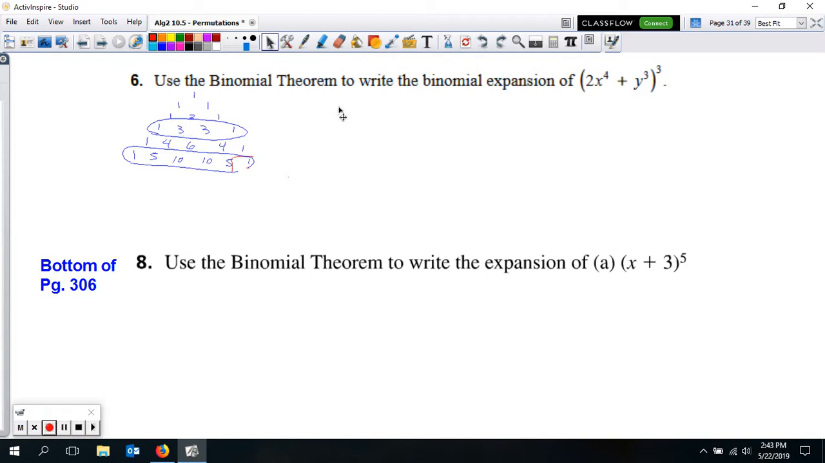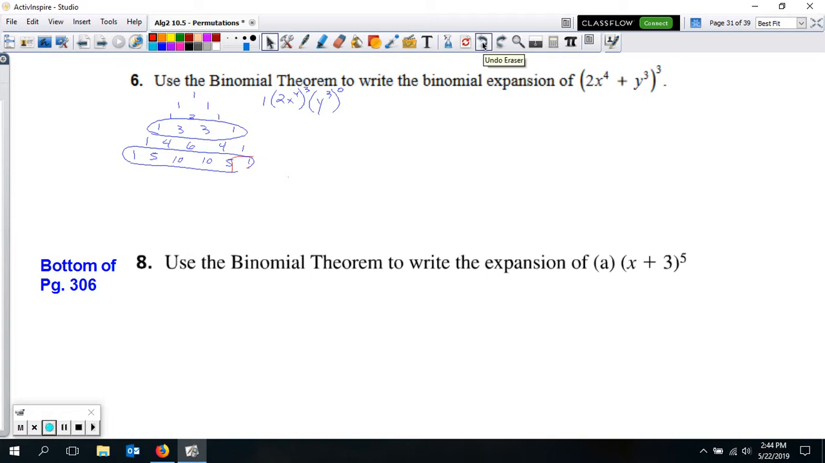1, 3, 3, 1. So we're going to start with the Pascal number, which is 1. So we'll put that down first. And then we have our first term here, the first part of the binomial, the 2x to the 4th. We're going to raise that to the 3rd power. So it's always going to start with the power it gives us. And then for this term, the second term, y to the 3rd, we're going to raise that to the 0 power. So that was to the 0 power.